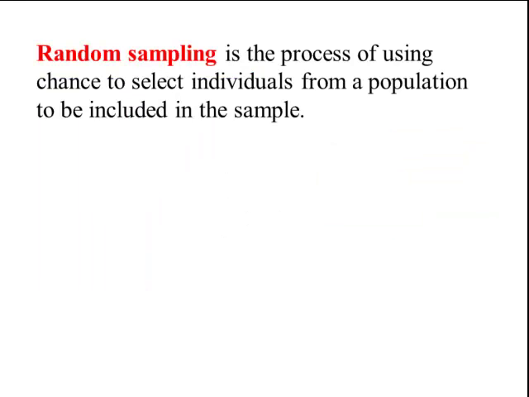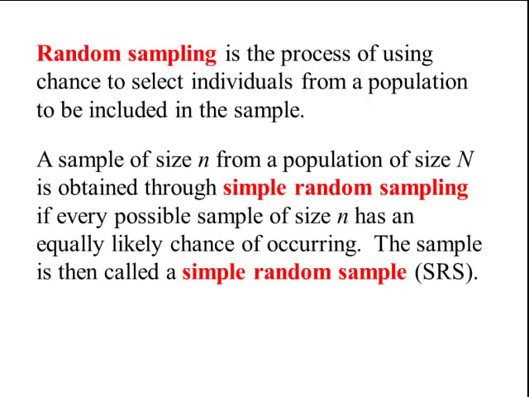We'll begin with what's called random sampling. Random sampling is the process of using chance to select individuals from a population to be included in the sample. A simple random sample is a sample of size n taken from a population where every possible sample of size n has an equal chance of occurring. We abbreviate this SRS. A simple random sample will produce samples that are representative of the population.